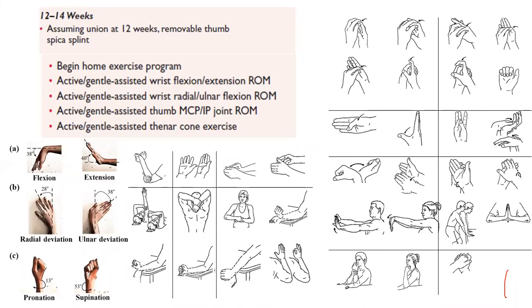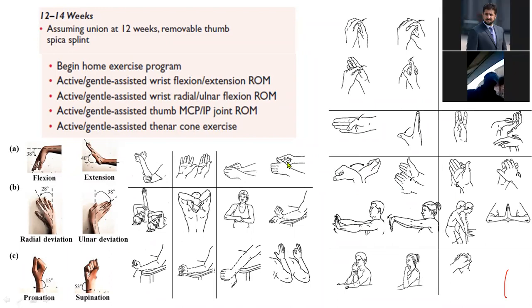So we can see here the different exercises: flexion and extension, radial and ulnar deviation, and pronation and supination. And these are the other different exercises which can be prescribed in the home exercise plan to athletes having a scaphoid fracture or some other fracture of the carpal bones.